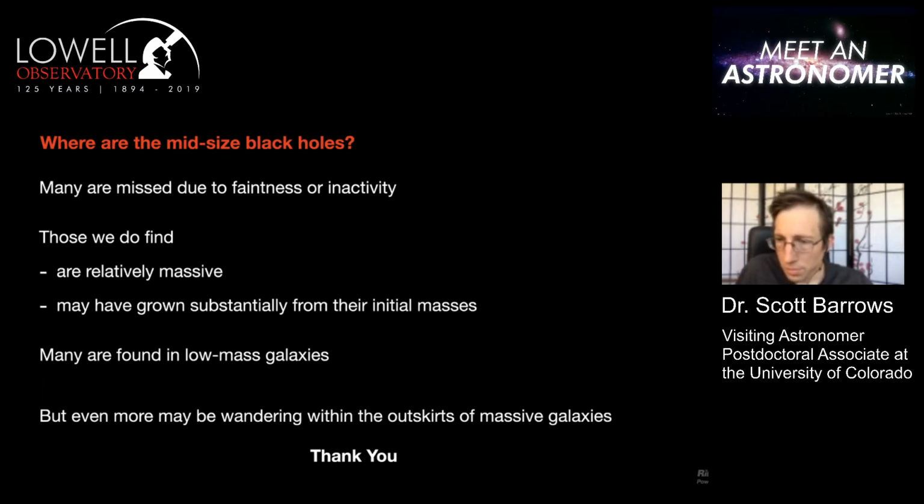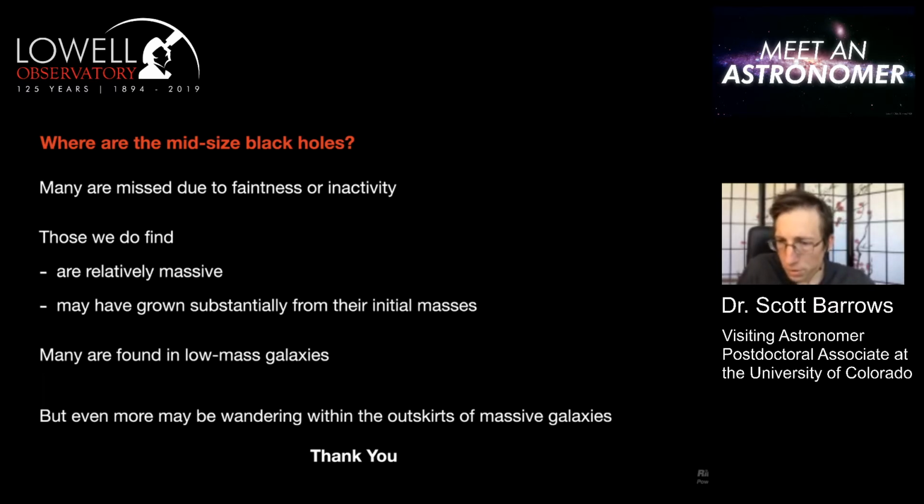Looks like we have another question. Could gravitational lensing be used to find inactive black holes? Gravitational lensing can be used to find massive objects. I don't know how well it would work for intermediate mass black holes, but yes, in theory.